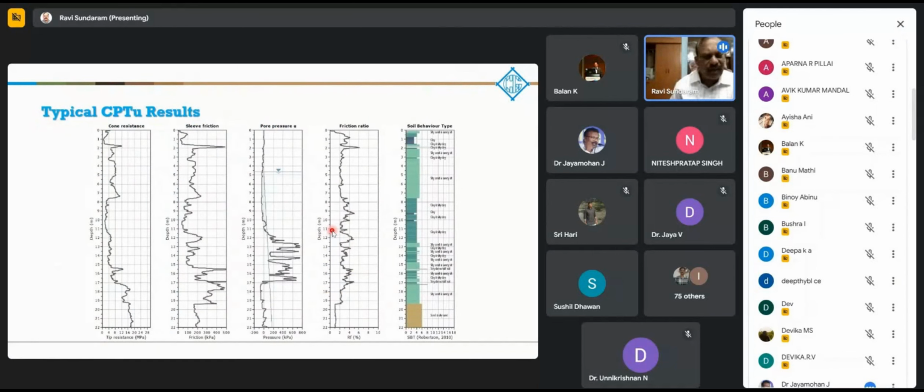So these are typical cone penetration test results. You have the cone resistance, the sleeve friction, and the pore water pressure being measured here. This is the water table at this level. The friction ratio is the sleeve friction divided by the cone resistance. And you can interpret the soil behavior type. Robertson has developed the concepts, and soil behavior type can be determined.